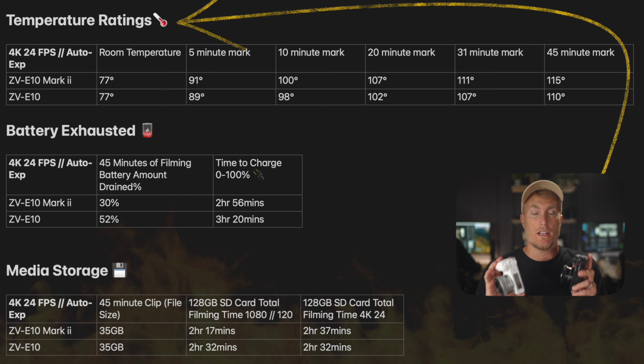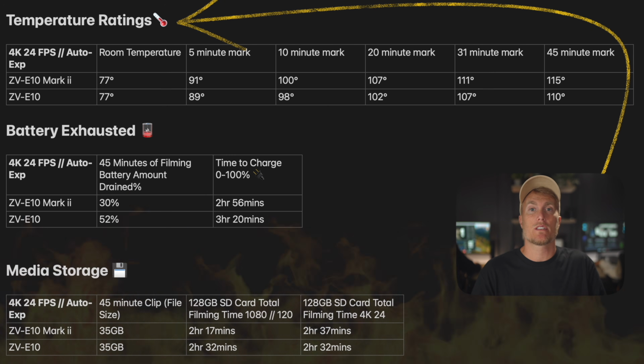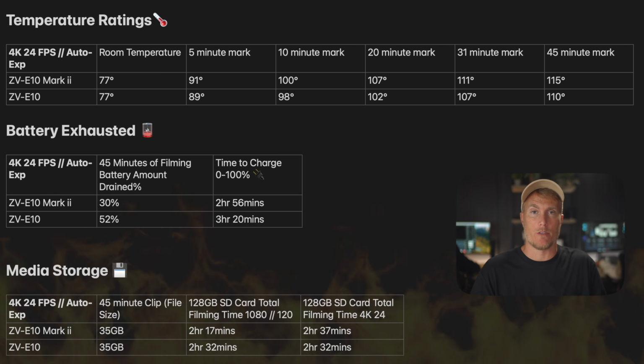I switched both cameras into 4K 24 and I put a 128GB card in both cameras. I turned their stabilization off and I opened up their displays to see how hot they would get over a continuous period of time of recording.